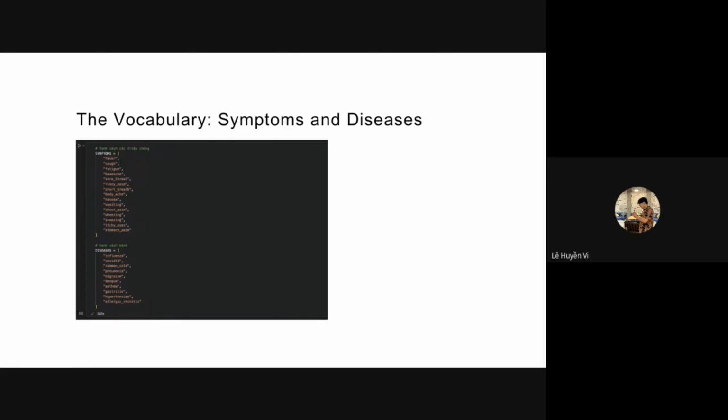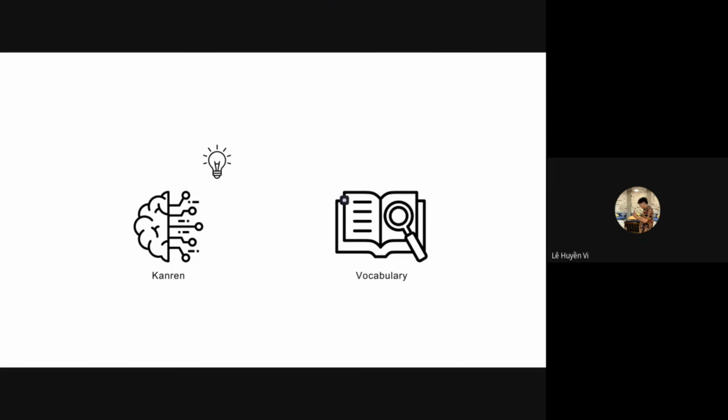The vocabulary. Before a computer can reason about anything, we need to tell it which words it's allowed to use. So first, we define a list of symptoms like fever, cough, nausea, shortness of breath, and a list of diseases like influenza, COVID-19, asthma, etc. These are just strings, pieces of text, but they form the vocabulary of our medical world, and Kanren will only reason about the words we give it.